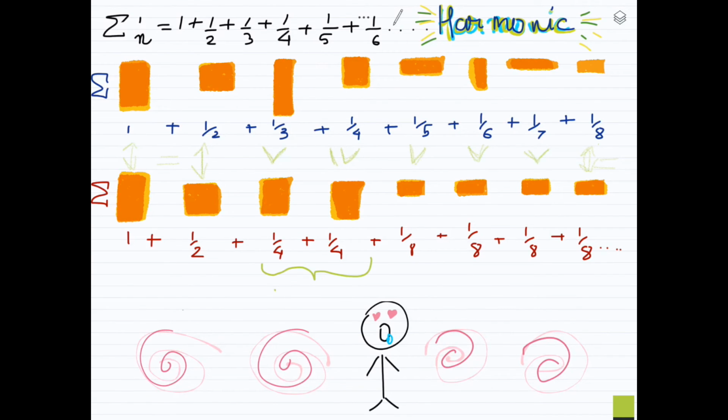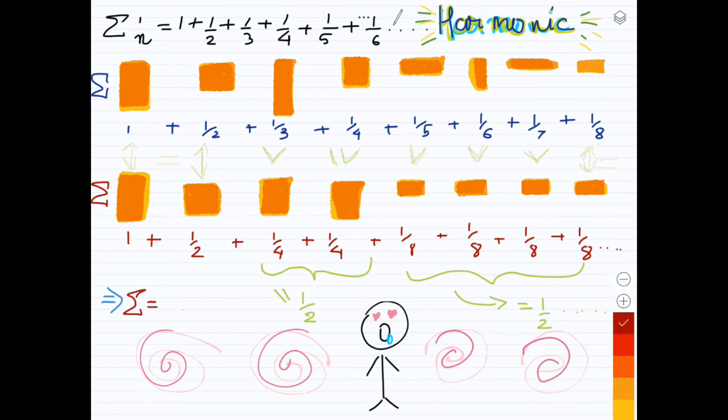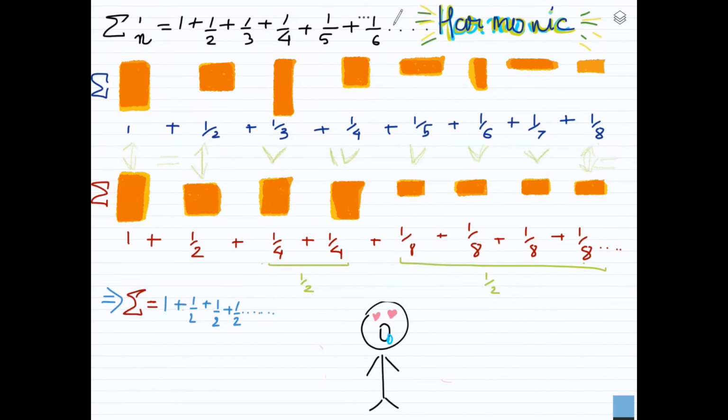But wait, I think you're starting to see that there's something really cool about this new series that we have assumed. If we start clubbing the similar terms, we realize that all of them, it just so happens, give us half. Which means that the summation of this new series is just 1 plus half plus half plus half plus half plus half plus half, and so on. I can't do it forever, can I?